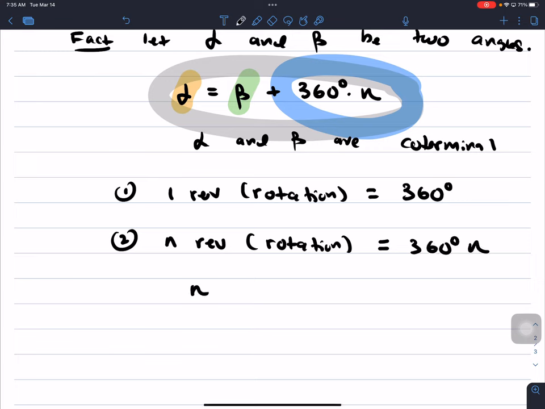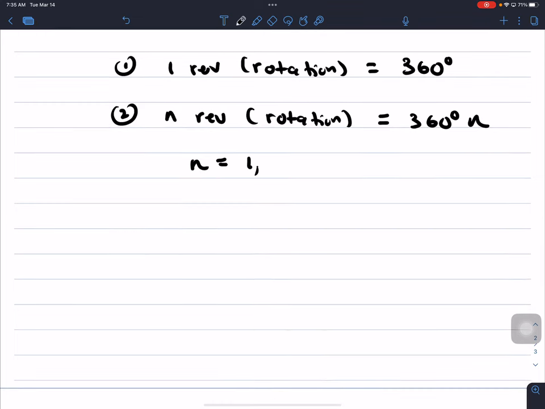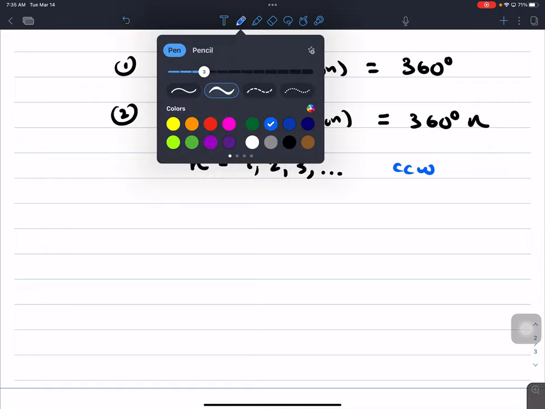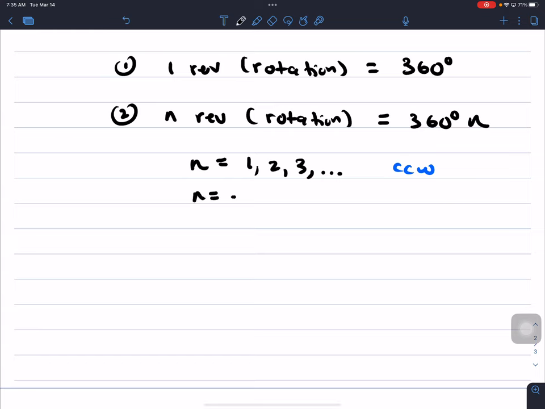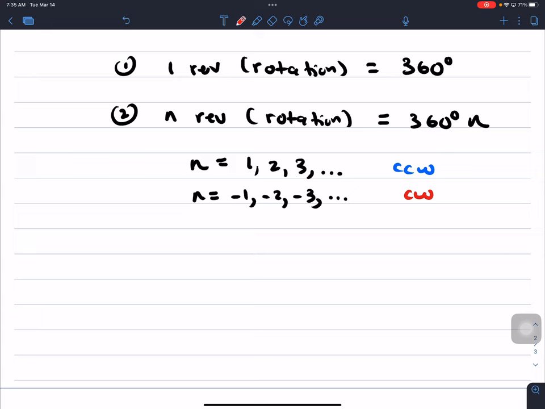But what is n, ladies and gentlemen? Well, it's the number of revolutions. That's true. But what I'm saying is n is 1, n is 2, n is 3. In fact, we could rotate forever. Now, if n is positive, what does that correspond to? Counterclockwise rotation. Now, you can even have n being negative: -1, -2, -3 forever, and that corresponds to clockwise rotations. You're going the other way.